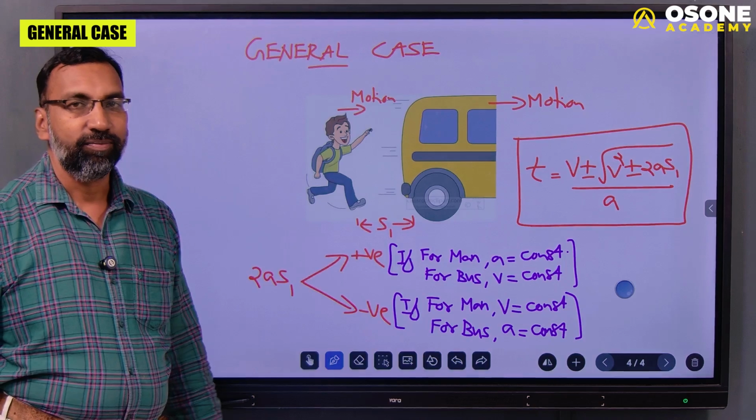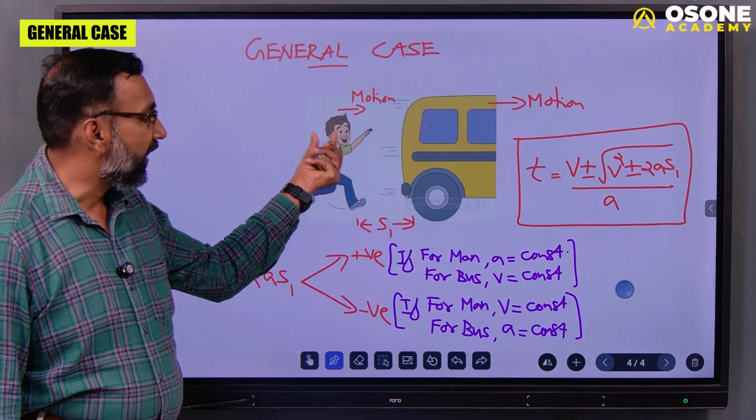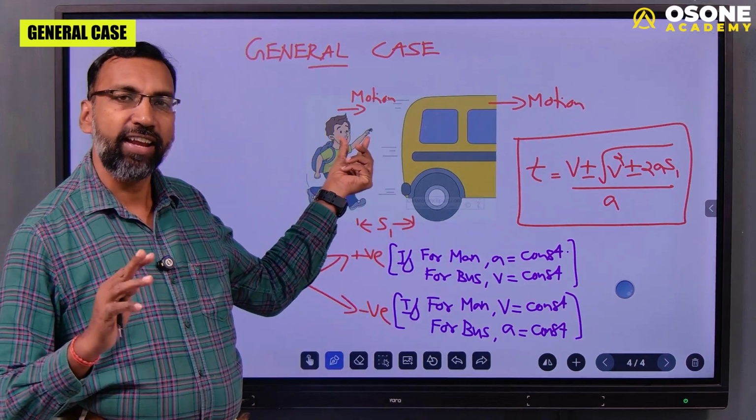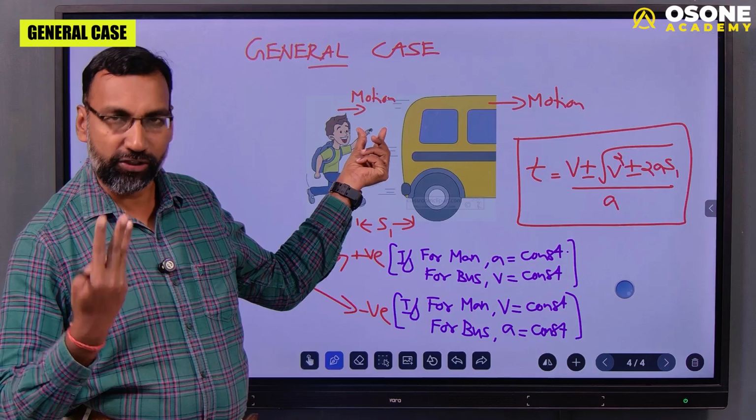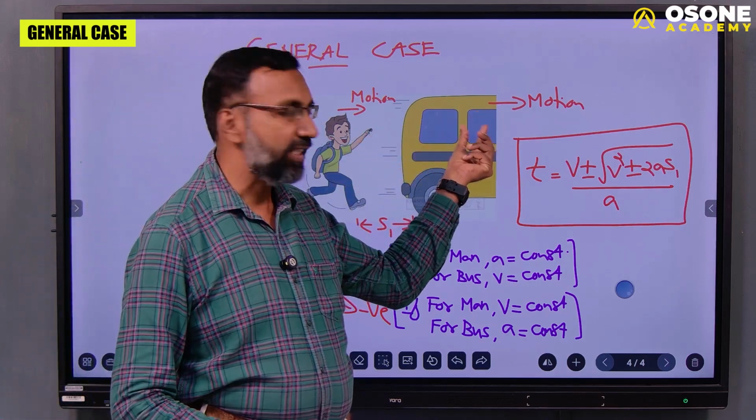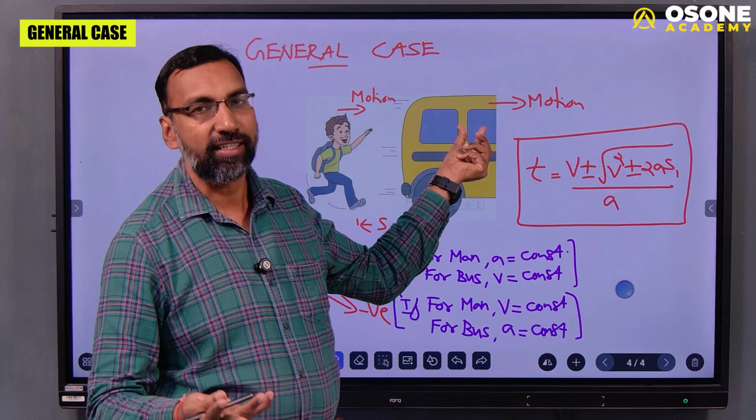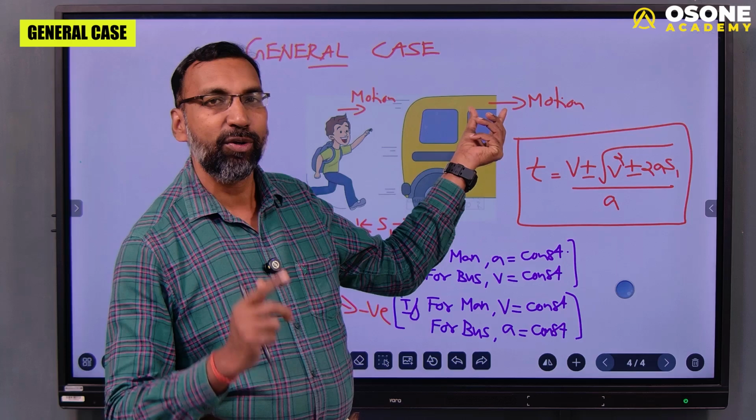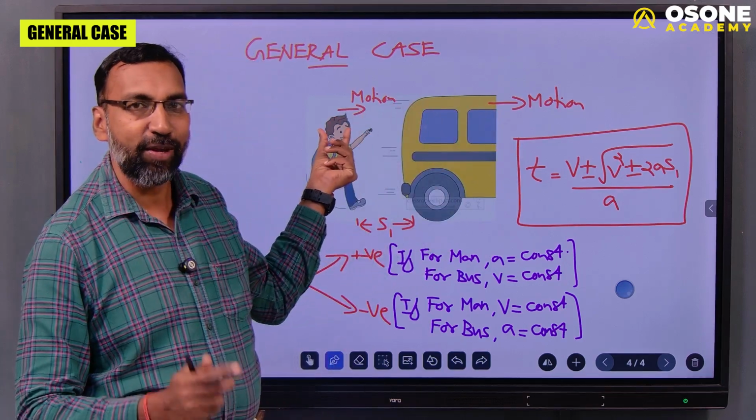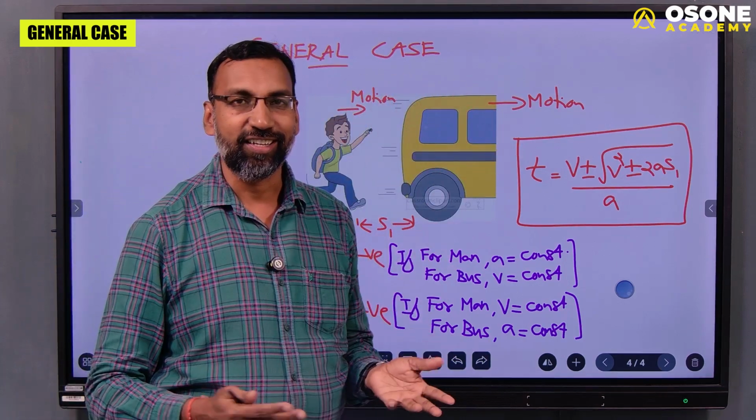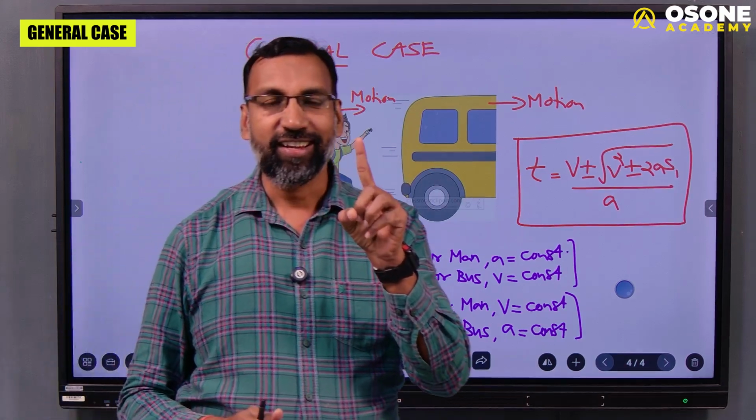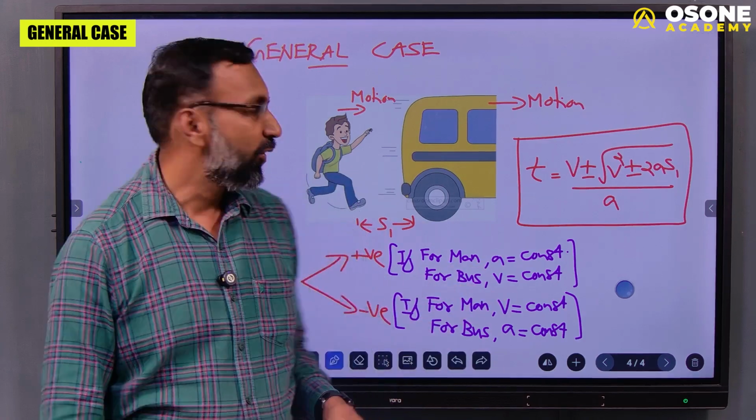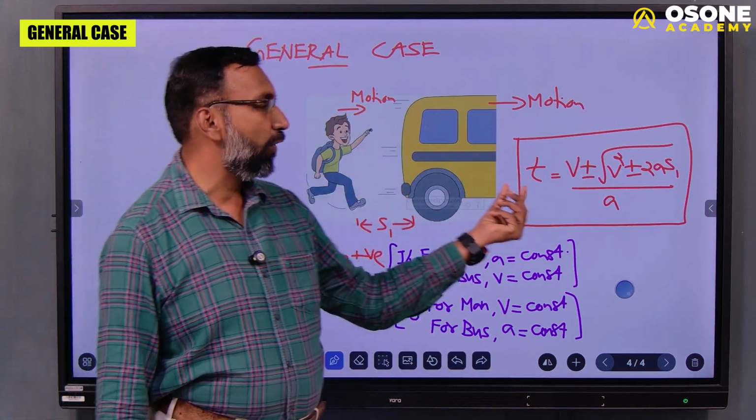The general case means the man is running behind the bus and the bus is in motion also. Here the man can have either constant velocity or constant acceleration. Similarly, the bus can also have either constant velocity or constant acceleration. But if the man is having constant velocity, the bus should have constant acceleration. If the man is having constant acceleration, the bus should have constant velocity. That means for one body the acceleration should be constant, and for the other body the velocity should be constant. That is the condition.